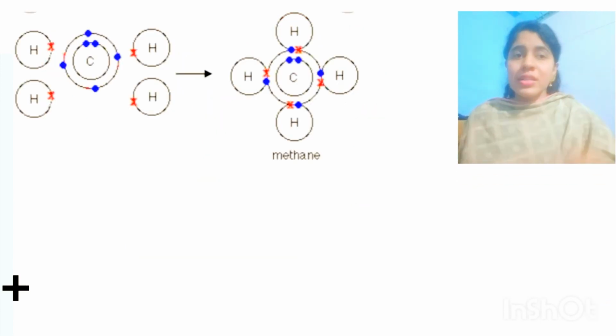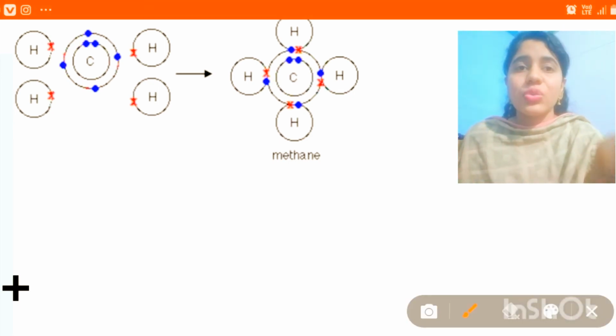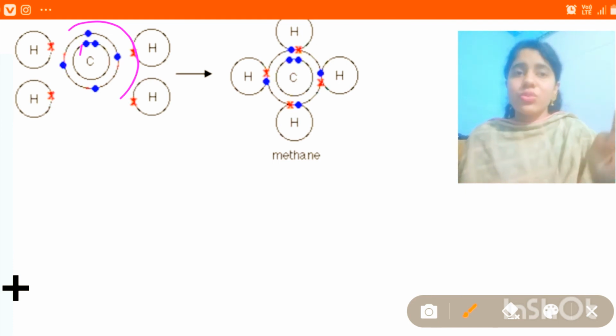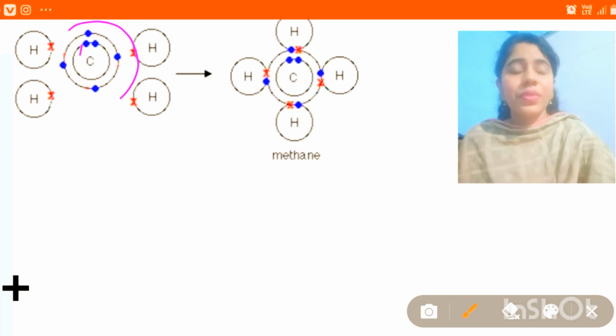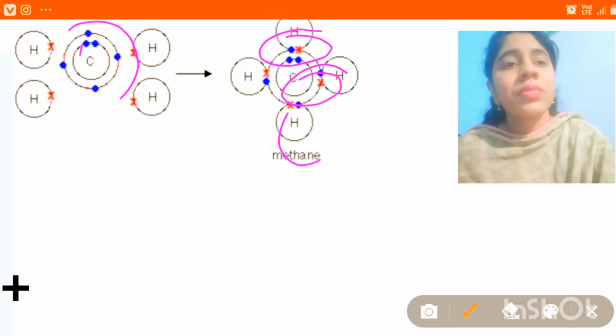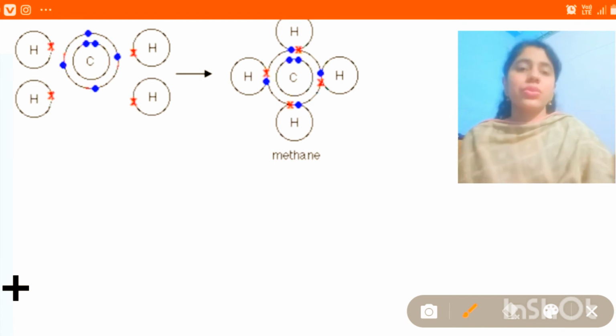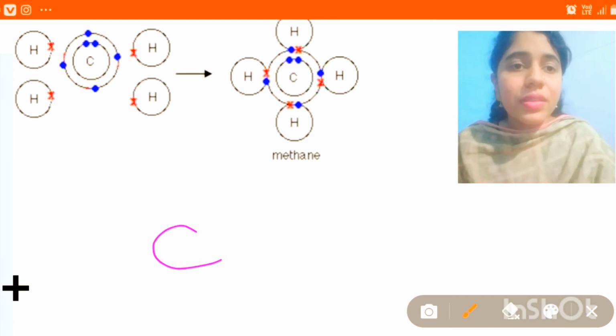One more is CH4, methane. Here also carbon has 4 valence electrons. In the outermost shell it takes 1 electron from each hydrogen. In the product we can clearly observe the bonding formed. And the beauty of this is that this bond is a very strong bond, hence it is an intramolecular bond, which is very strong.